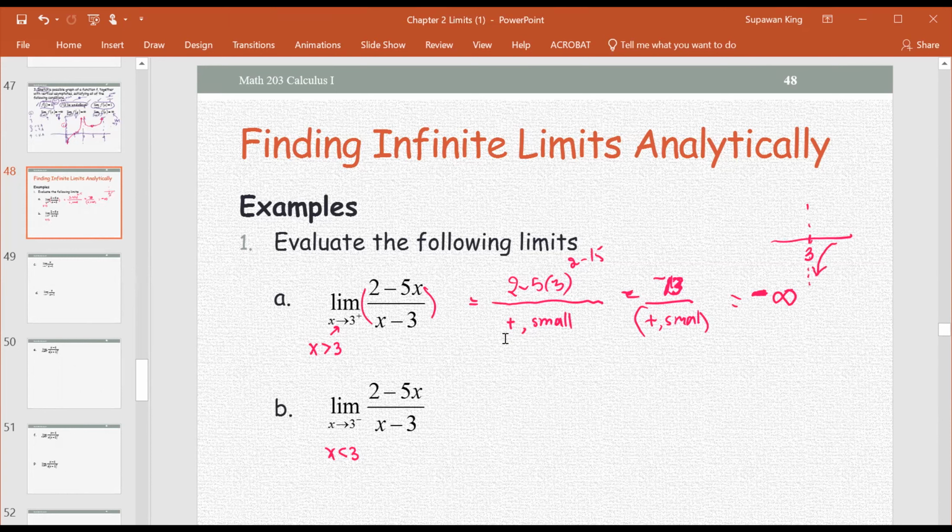Questions? No, or don't know what to ask? Yes. So let's see the next one, and you can compare from the left side and from the right side.